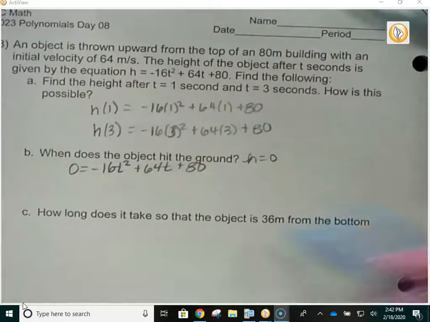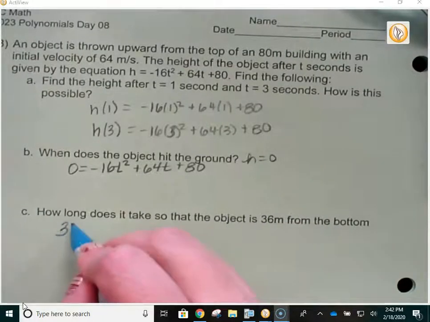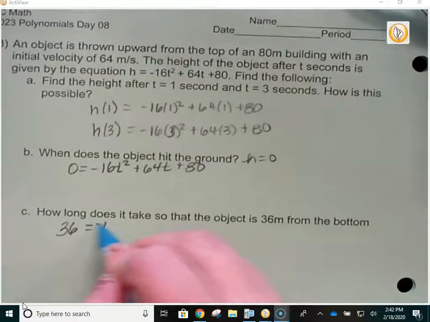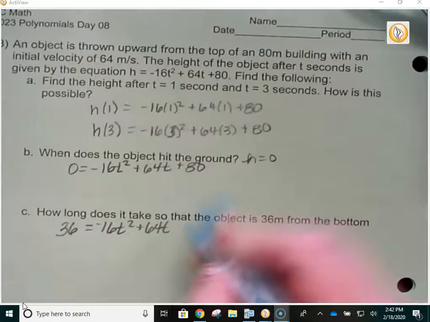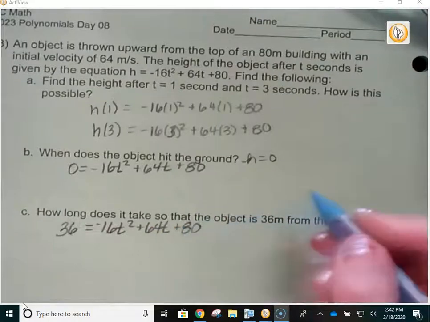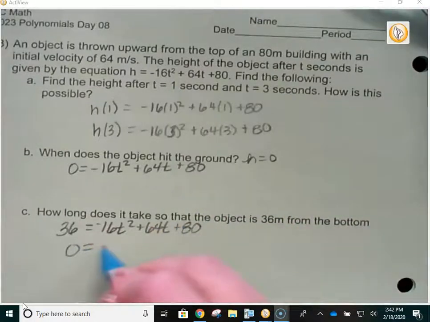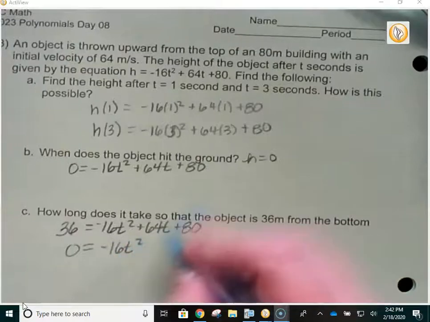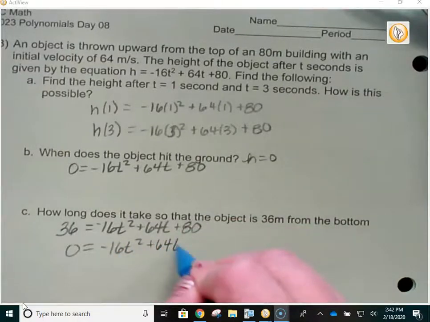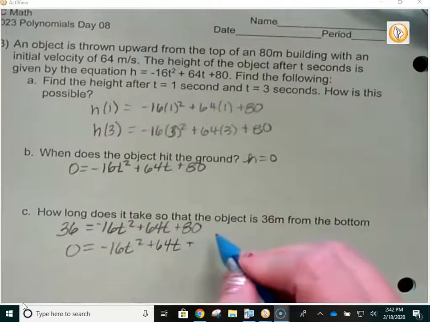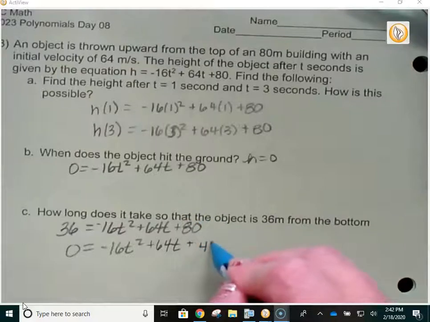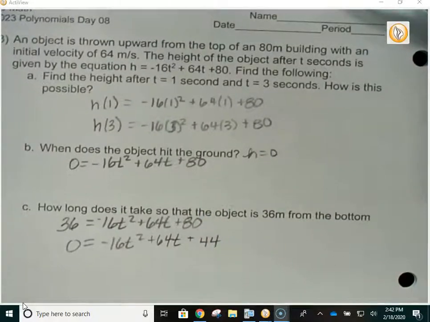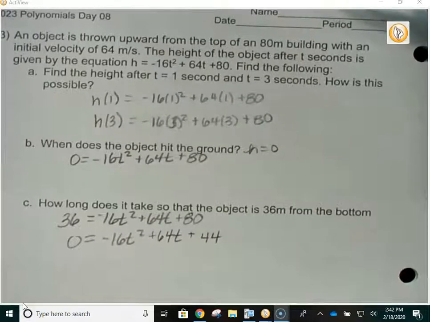The last one says, how long does it take so that the object is 36 meters from the bottom? So that means our height is 36. Get it equal to 0. And then you can solve by graphing, by factoring, or the quadratic formula.